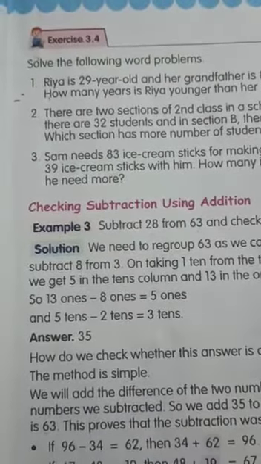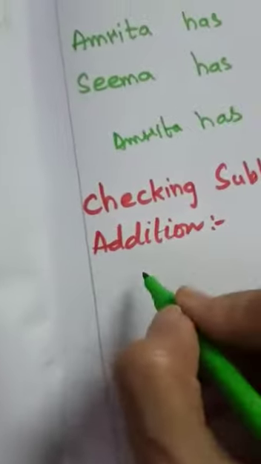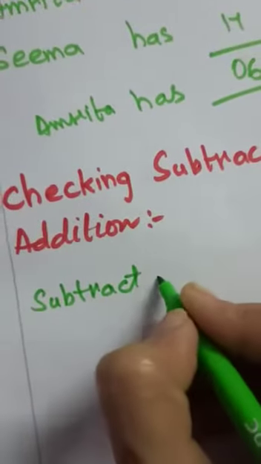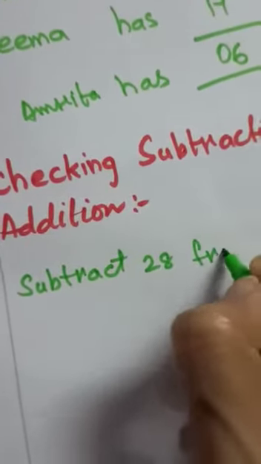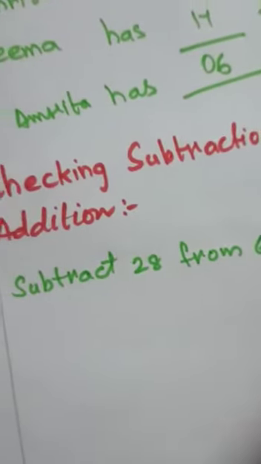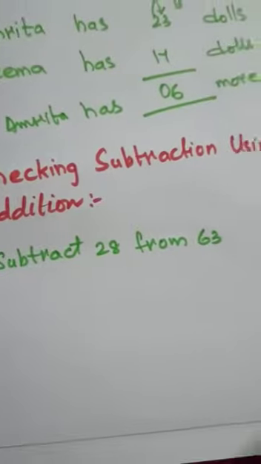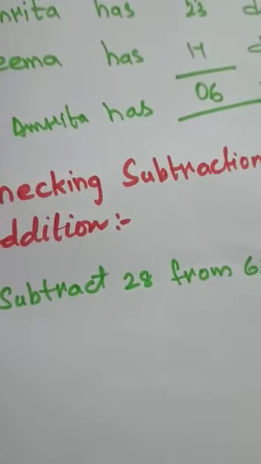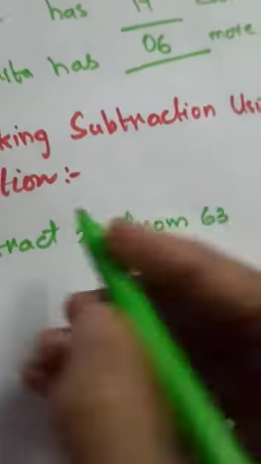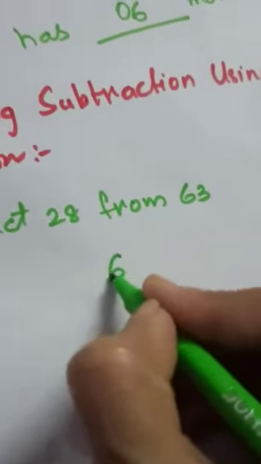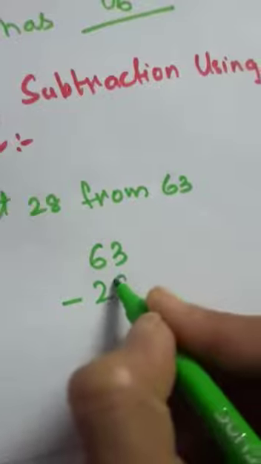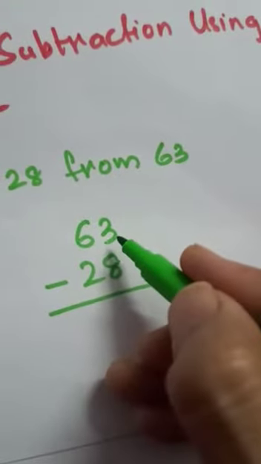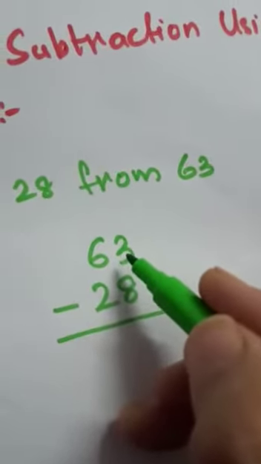Next, checking subtraction using addition. Students, see here, we have to subtract 28 from 63 and we have to check the answer. Okay, so we need to regroup 63 as we cannot subtract 8 from 3. See here, 63 minus 28. Can we subtract 8 from 3? No. Why? Because 3 is smaller than 8.